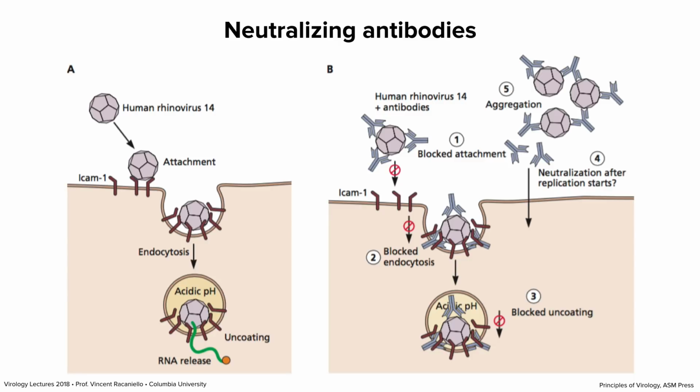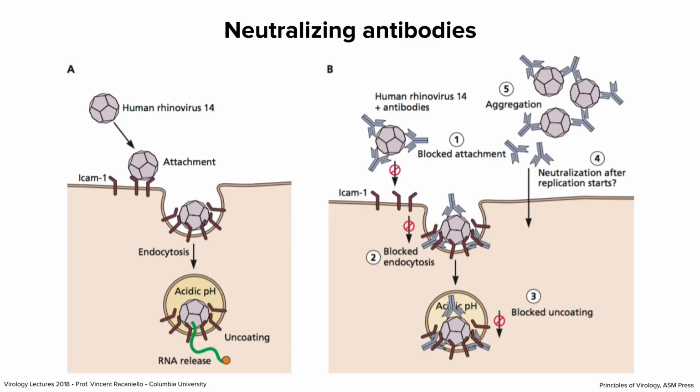So one idea is, of course, they're binding at the receptor binding site on the virus particle. So now the virus cannot bind the cell receptor. So you can block attachment with some neutralizing antibodies. Sometimes you can block the actual endocytic process by having antibodies bound to the surface. That's number two. You can block uncoating.